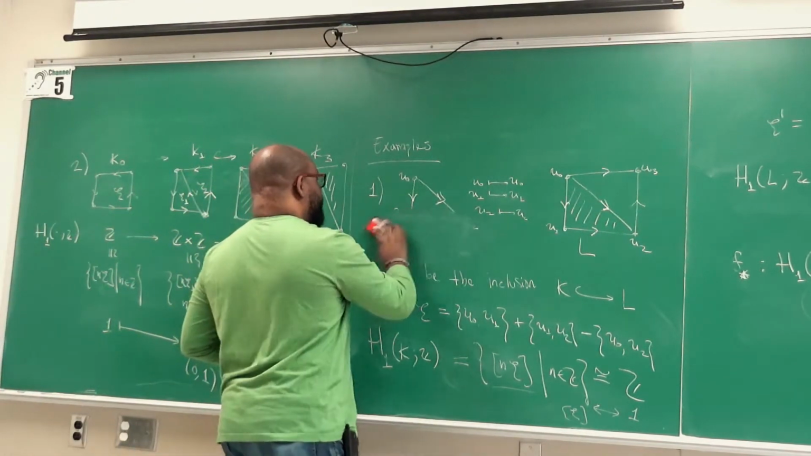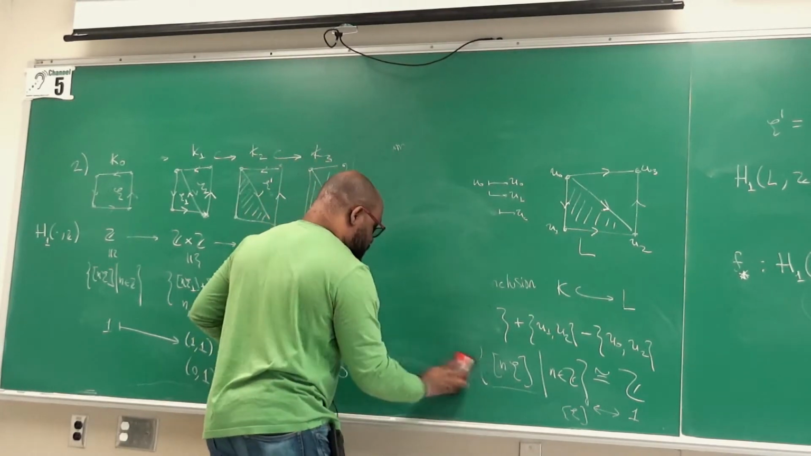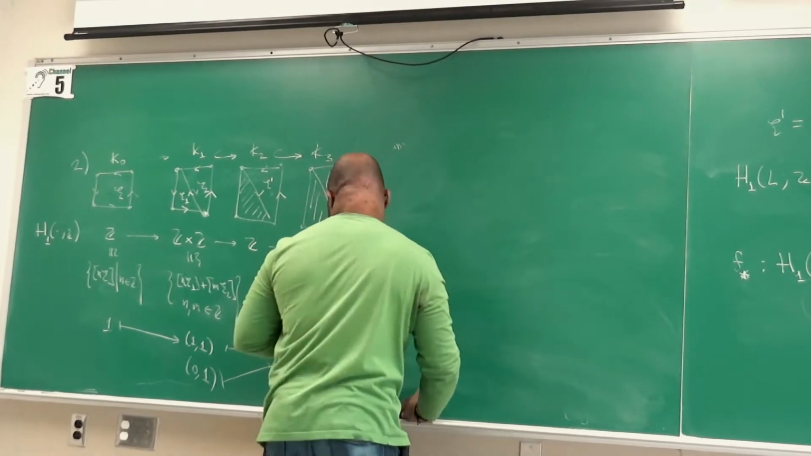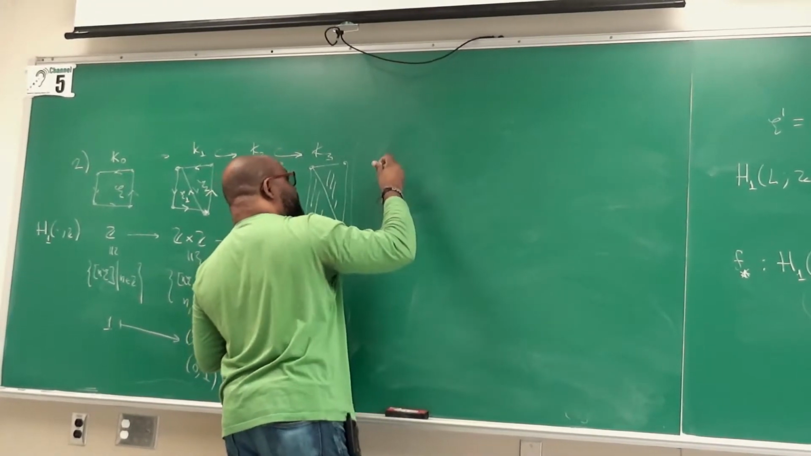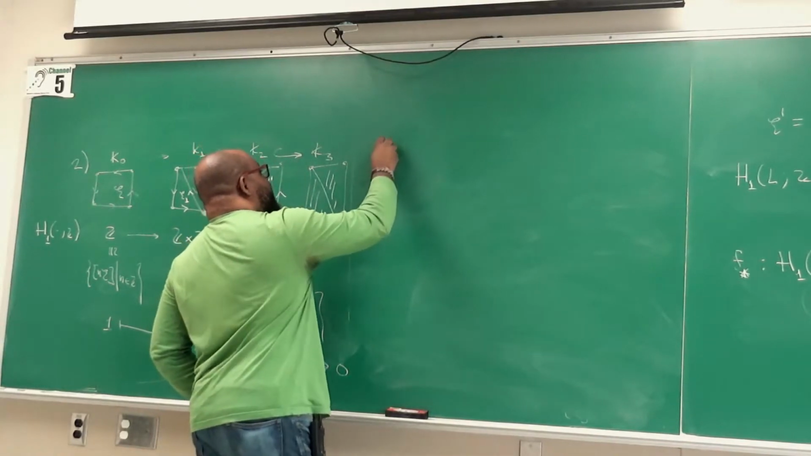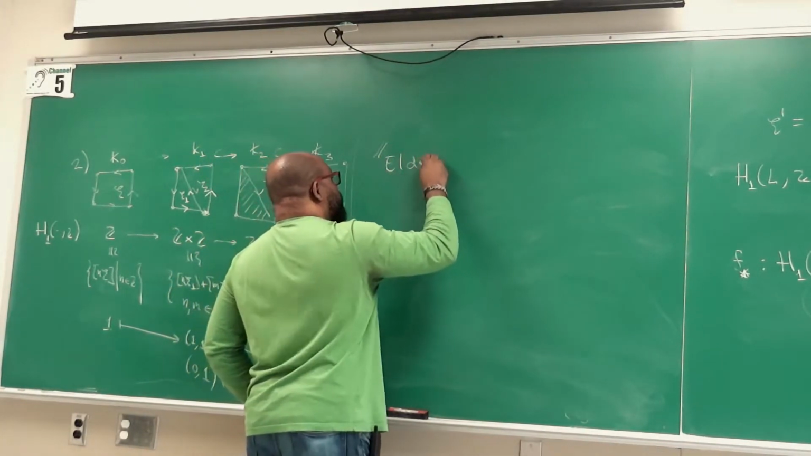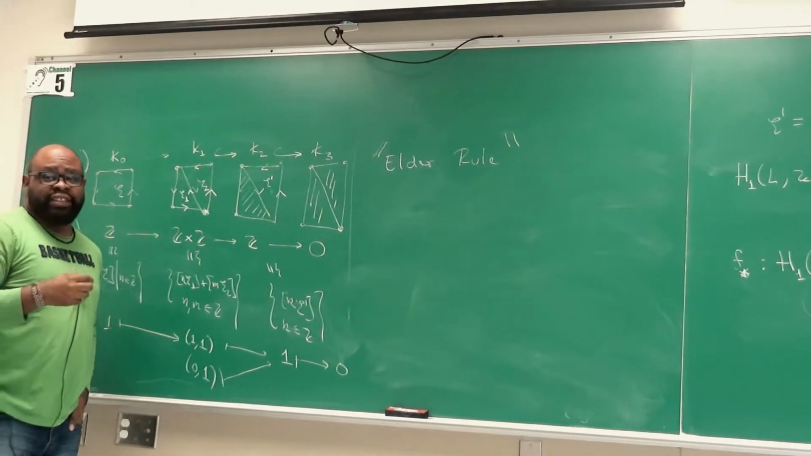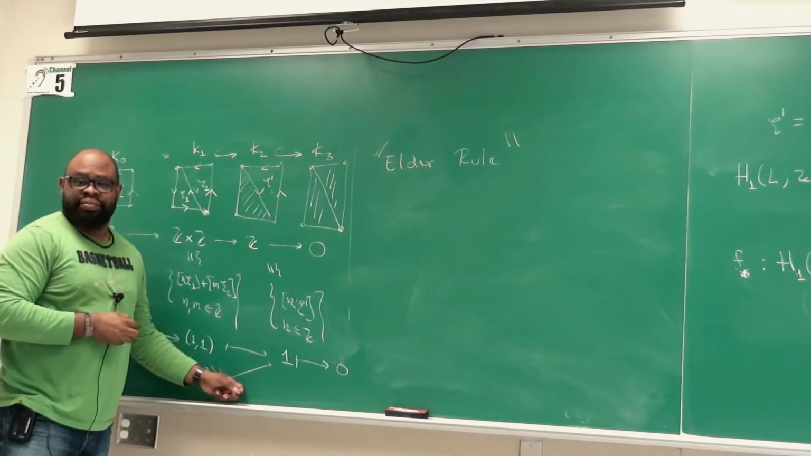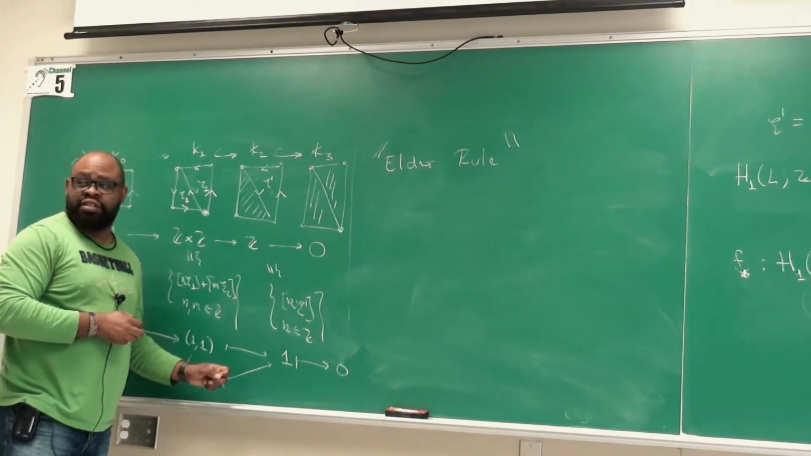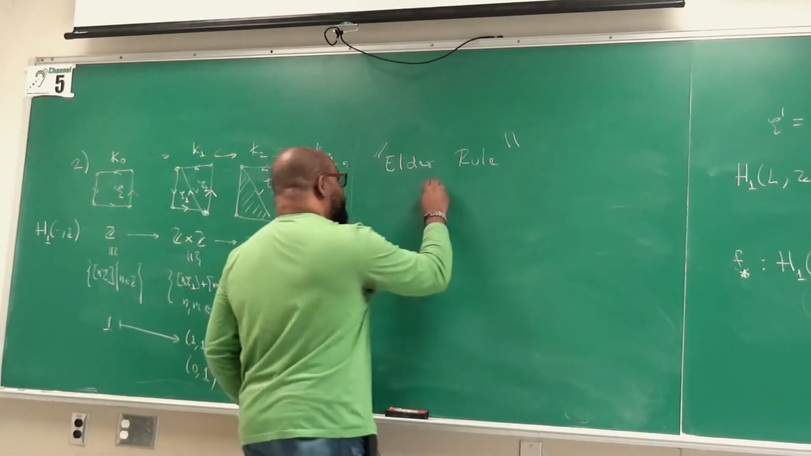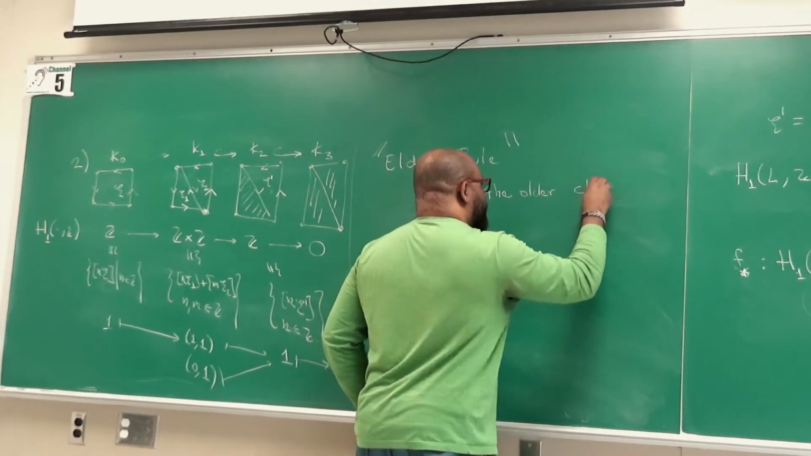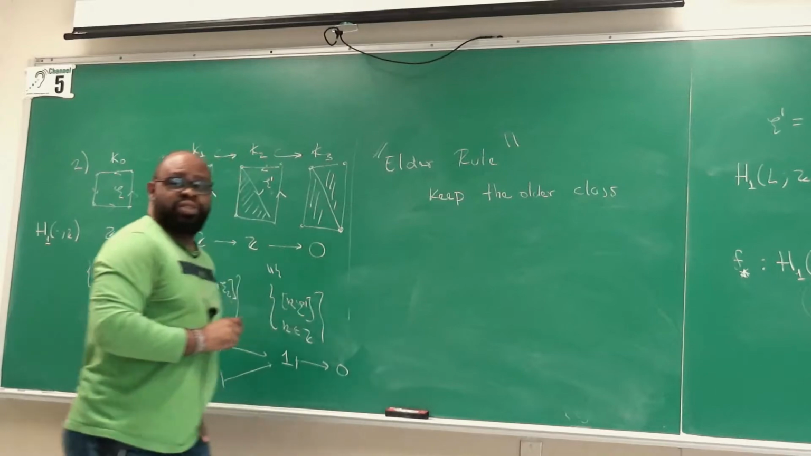Let me say what that is. This is like a folk name or something. It's called the Elder Rule. And what it is: keep the older class. Keep the older class, kill the younger one. Right? So that's what it is.